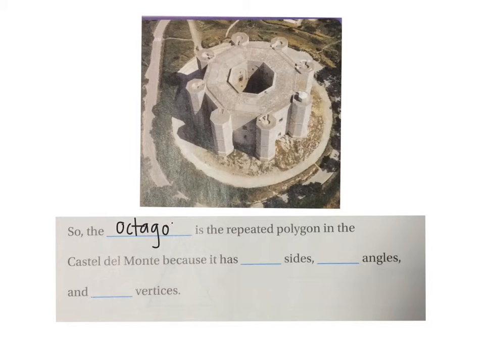Because it has 8 sides, 8 angles, and 8 vertices. Please draw a line to show one of the sides of an octagon like that. All right, let's draw 2 line segments. The 2 line segments make one of the vertices, and of course they also make an angle. Do you see that? Good.